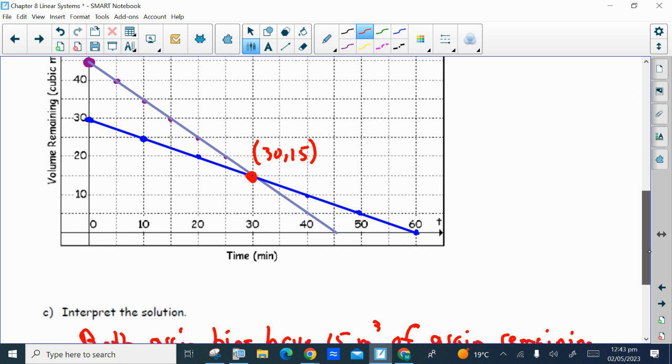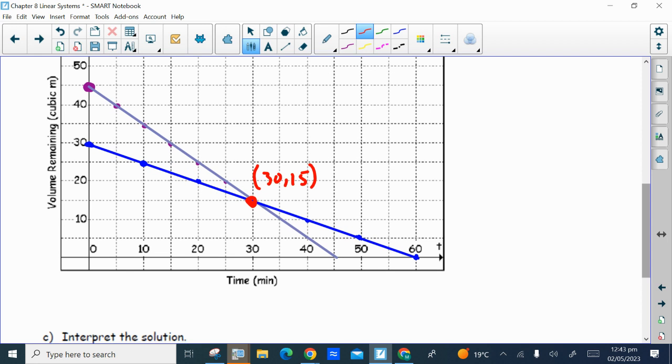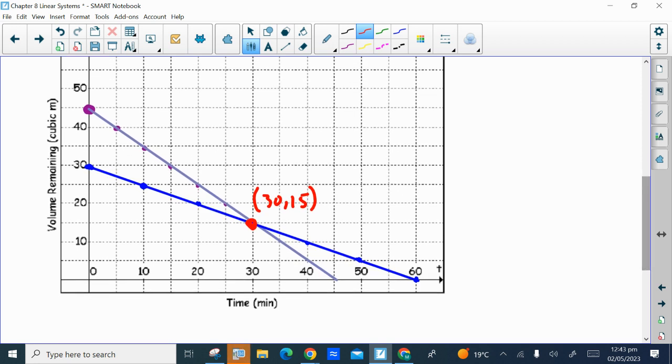And if you look at what's happening, the first grain bin had more grain, but it's being emptied at a higher rate, 1 meter cube per minute, whereas the second one started with less, but it's also being emptied at a lower rate, only half a meter cube per minute. And so the two lines do intersect.